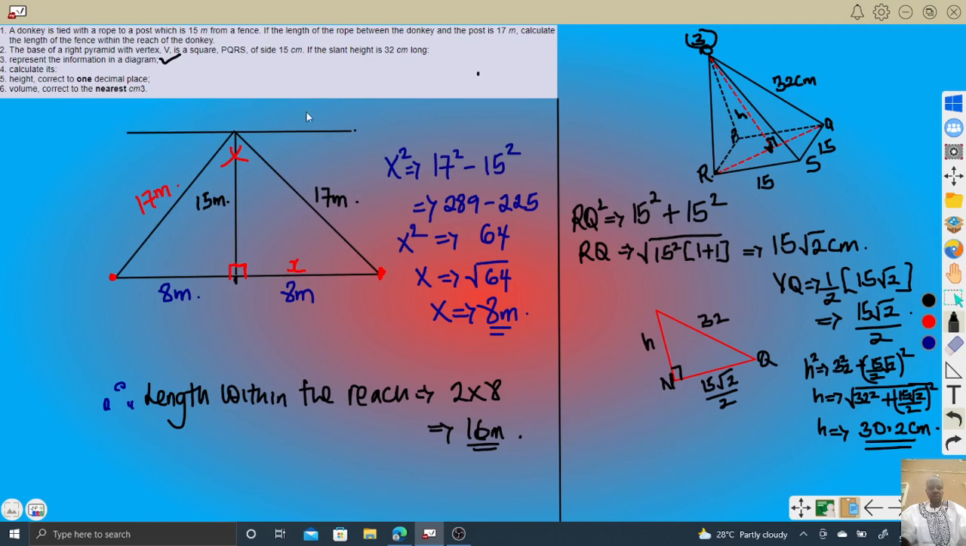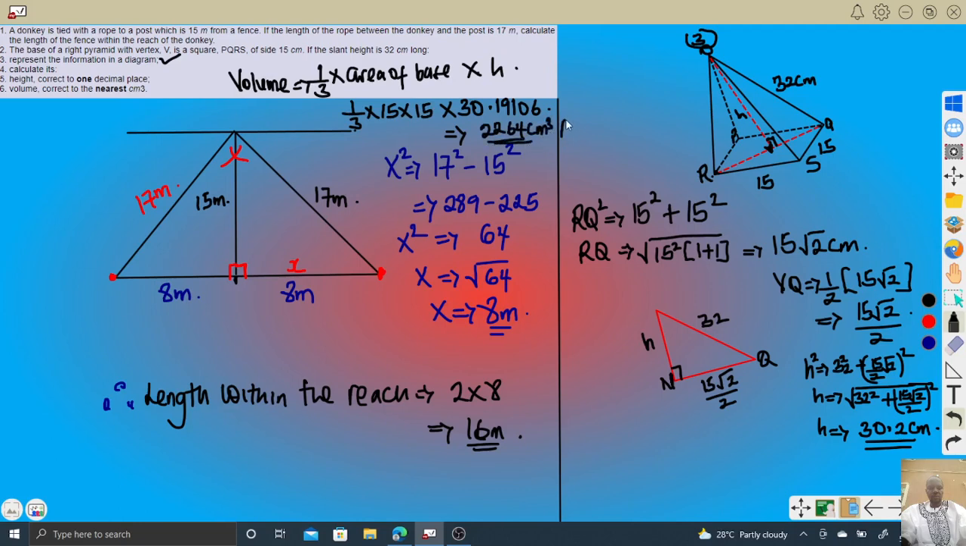So maybe I should just do the volume and borrow this side here. Volume of the pyramid is 1/3 times area of base times the height. It is a square base, so 1/3 times length times breadth, or L squared, 15 times 15, multiplied by the height, 30.19106. That was the direct value I got from the calculator. So let me punch this. 15 times 15 is 225, multiplied by 30.19106, dividing my answer by 3. I want to leave my answer to the nearest centimeter cube, so that's 2264 centimeter cube.